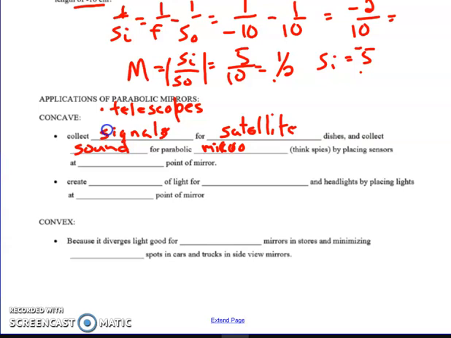And you can think of spies, or you can hear a conversation very far away by collecting the sound as it hits the microphone at the focal point. All the sound will converge where you place the microphone at that point. You can create beams of light for flashlights and headlights. So it's the reverse of what I was talking about. Place the light at the focal point and it comes out parallel, you get a beam.